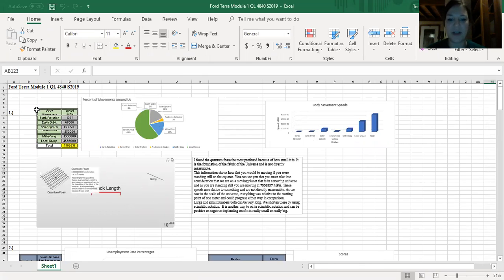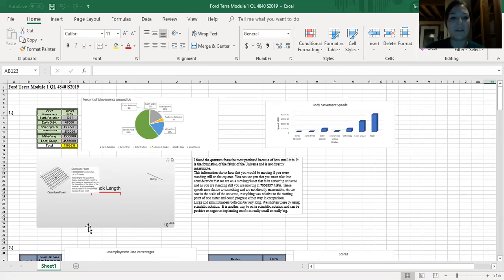This information right here shows how fast you would be moving if you were standing still on the equator. You must take into consideration that we are on a moving planet that is in a moving universe, so when you are standing still, this is how fast you're actually moving. These speeds are all relative to something and are not directly measurable.